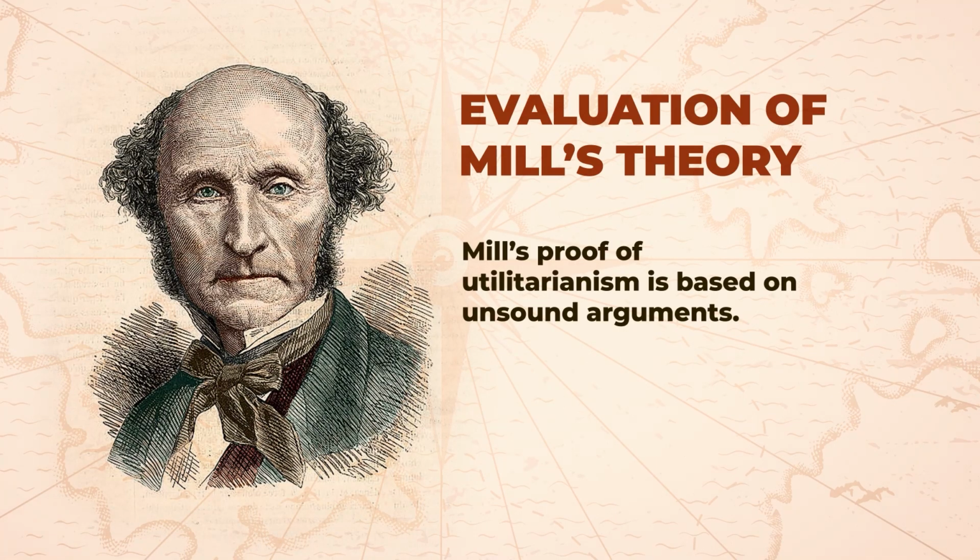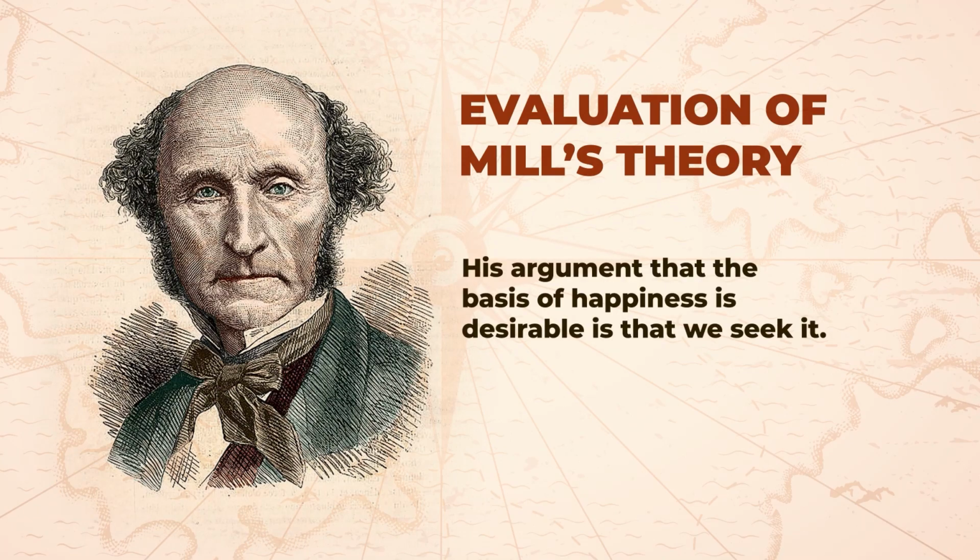Mill's proof of utilitarianism is based on unsound arguments. His argument that happiness is desirable because we seek it, likewise we see an object because it is visible, is based on a faulty analogy or comparison. Visible means it can be seen, but the same argument cannot be applied to desirable. Something being desirable does not imply that it is desired. All that it shows is that we may desire it or that it possesses the quality of worthiness of being desired.